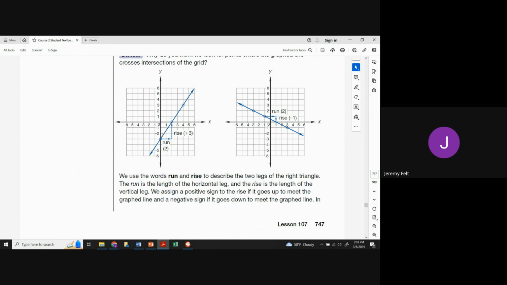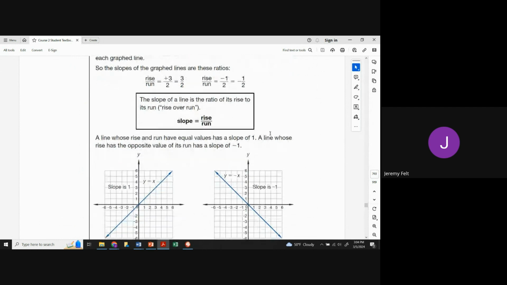And it doesn't matter, we just need to pick 2 points. It's going to be the same slope whether we start at this point and go to this point, or if we start at this point and go to this point. So as long as we see the graph, that's what we're looking at. So rise over run, 3 over 2, 1.5 slope, or 3 halves. Okay, this one, rise of -1, run of 2, so -1/2 would be our slope. Okay, so slope is rise over run, 3 halves, and -1/2.